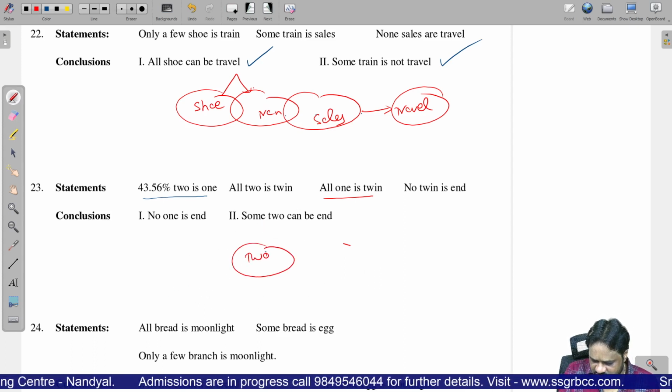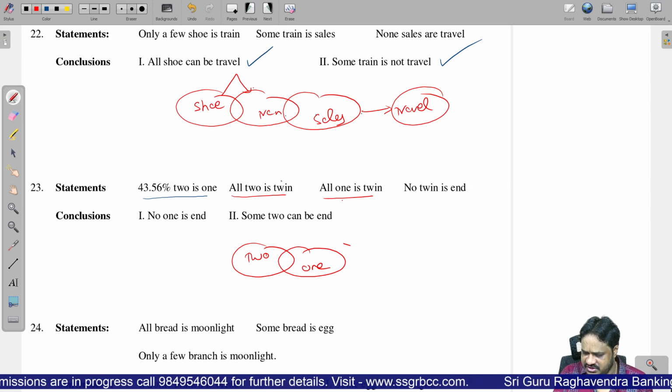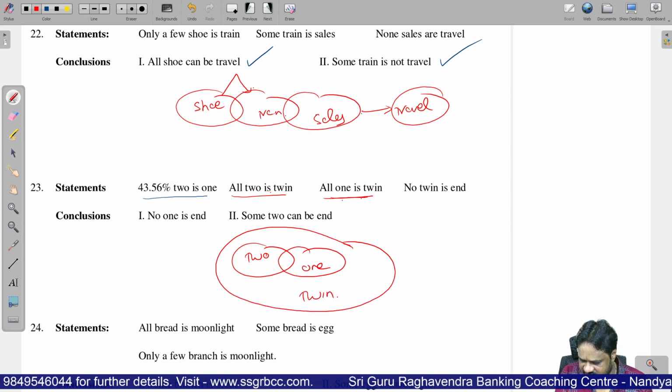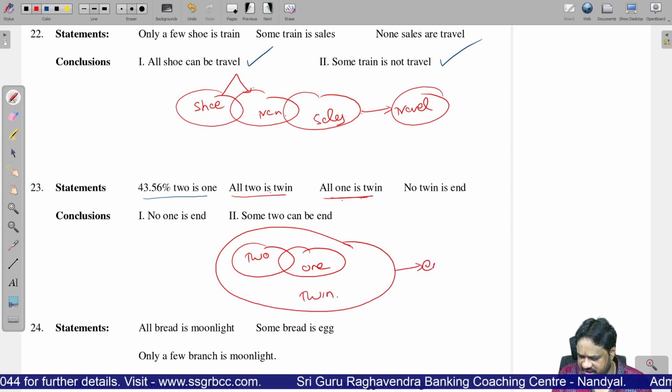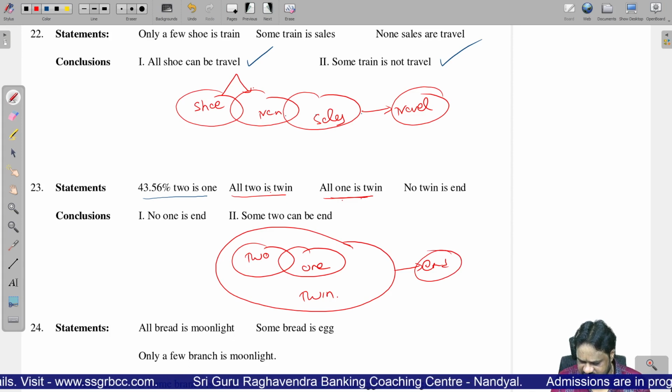See, some 2 is 1. All 1 is twin. All 2 is twin. You see both of these. All 1 is twin. Also all 2 is twin. So you can draw like this. This is twin. No twin is end. Now let us answer the question.